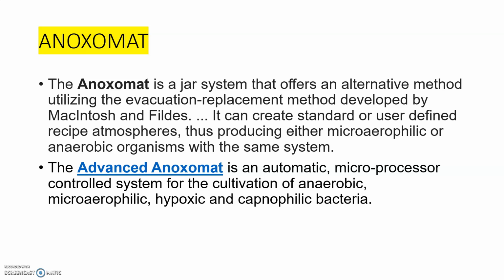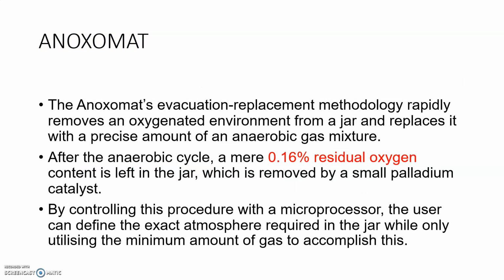It can create standard or user-defined gas atmospheres, and it produces microaerophilic and anaerobic conditions within the same system. The advanced Anoxomat is an automatic microprocessor control system for the cultivation of anaerobic, microaerophilic, hypoxic and capnophilic bacteria. This Anoxomat's evacuation replacement methodology rapidly removes the oxygenated environment from the jar and replaces it with a precise amount of an anaerobic gas mixture.